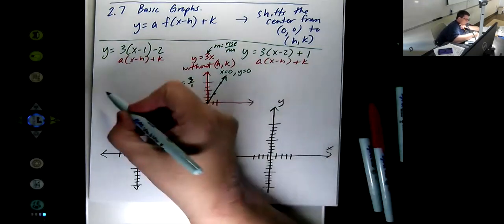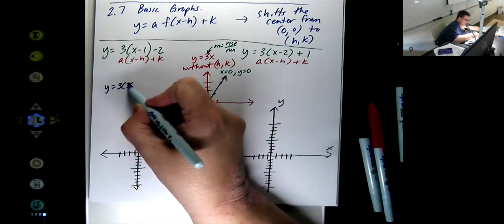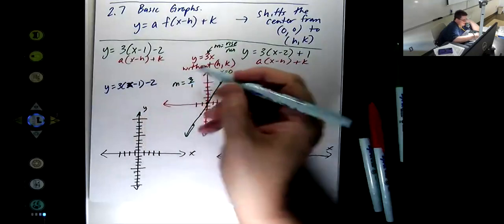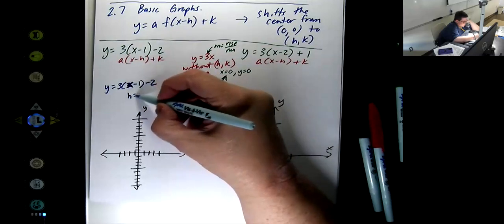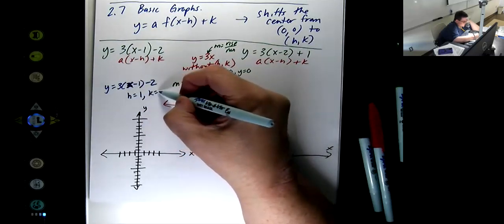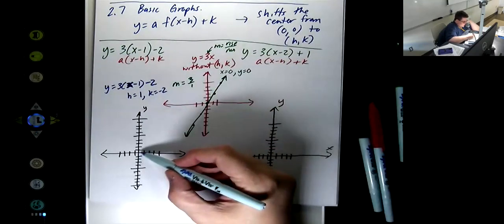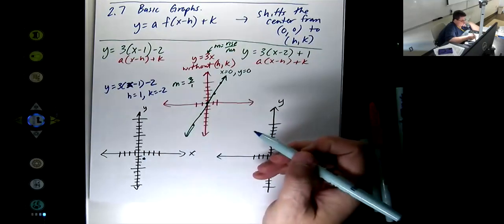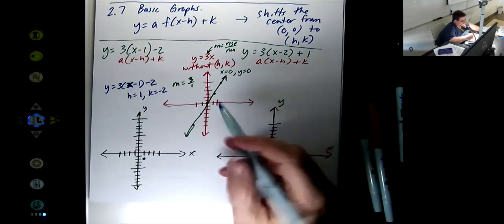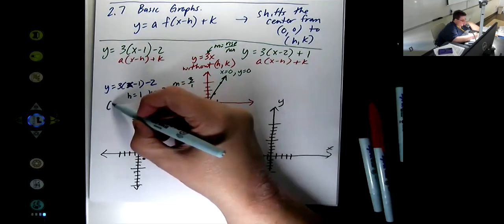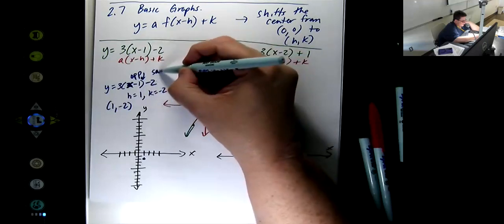Here we're going to do y equals 3 times (x minus 1) minus 2. If I match it up as an h and a k, h equals 1, k equals -2. So I'm going to have a point at (1, -2). I shift it over to (1, -2). You do the opposite sign of the one that's inside and the same sign as the one that's outside.